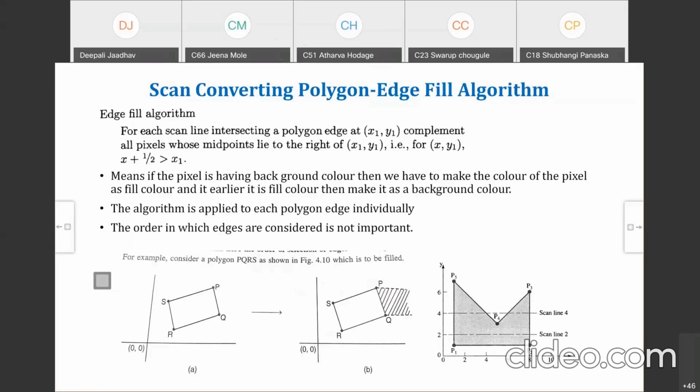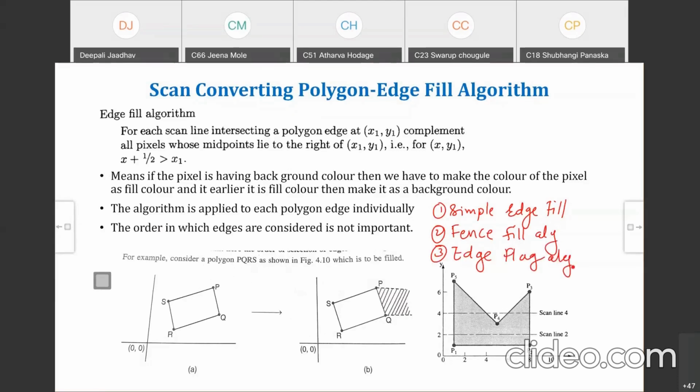Simple edge fill algorithm we will see first. Then the second one is the fence fill algorithm. And the third one is the edge flag algorithm. So these three algorithms, now we are going to see how to fill a particular polygon with a color using these three algorithms. So first start with the simple edge fill algorithm.